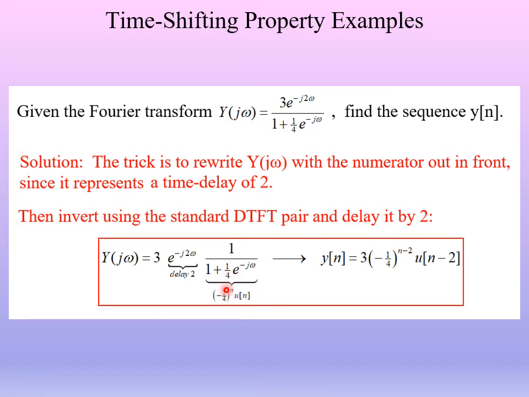So this sequence here would be negative 1/4, all right, because there's not a minus sign there, there's a plus sign. So it's negative 1/4 to the n times u of n. And remember, this term out in front here delays this thing by 2. So I'm going to put my 3, remember that was right here, this is the original 3 up here, out in front. We have minus 1/4, and then so we have n minus 2 times a step function u of n minus 2. The reason it's n minus 2 is because of this delay here.